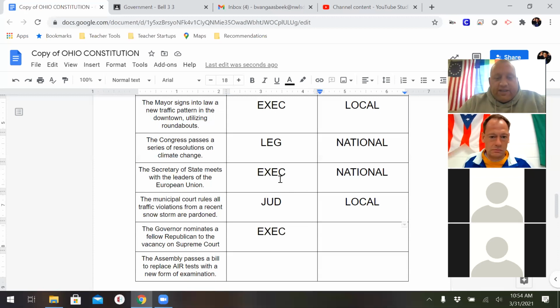Okay. Since the governor, what level? National. It's not national. National would be president. State. It is a state. Okay. The last one, the assembly passes a bill replacing the tests with a new form of examination. If it's the assembly, what branch? Legislative. Legislative. And what level? State. Very good.